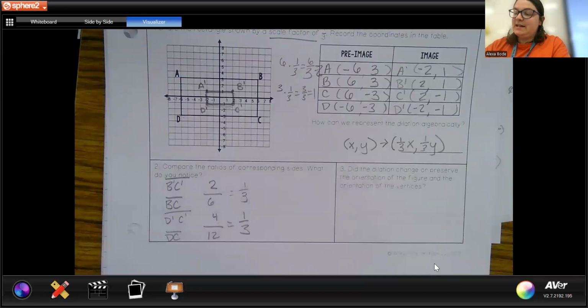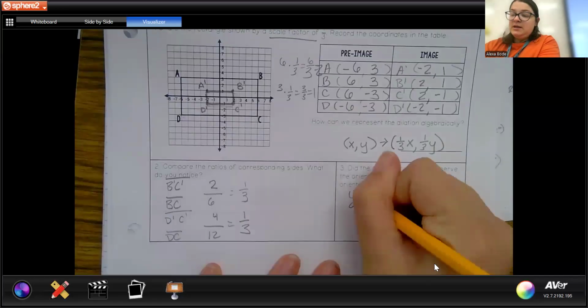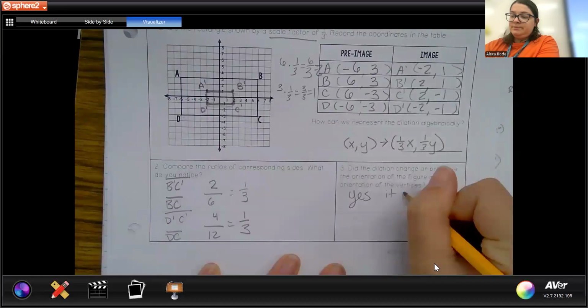And then this said, did the dilation change or preserve the orientation of the figure and the orientation of the vertices? This just means, is the shape still facing the same way? When we rotated or reflected a shape, the shape was no longer facing the same way. But this shape is still facing the same way. We didn't turn it, we didn't rotate it. The shape is the same way, it's just smaller. So our answer here is yes, it is just smaller.